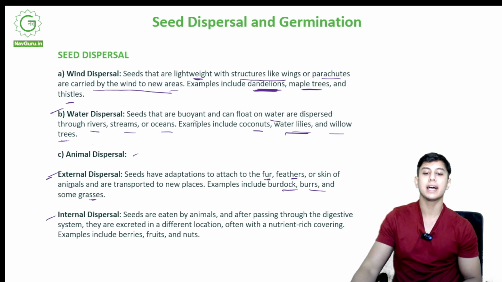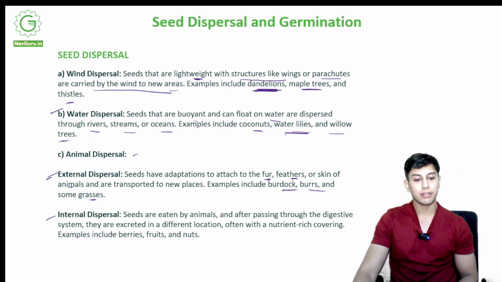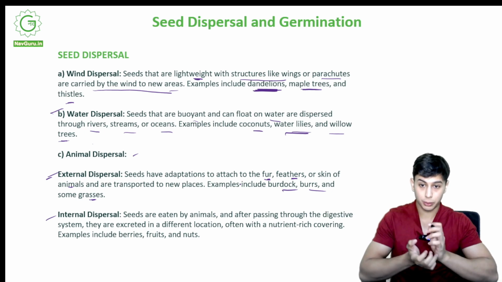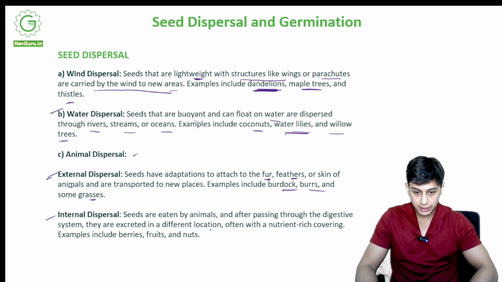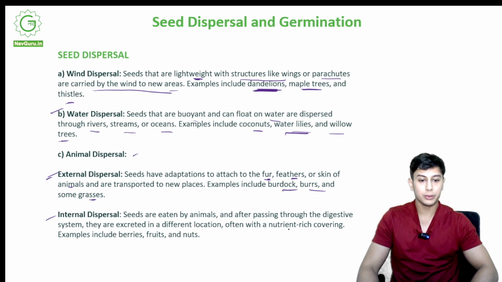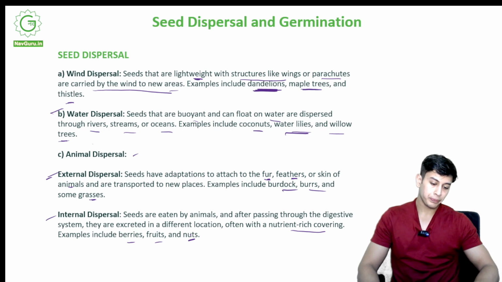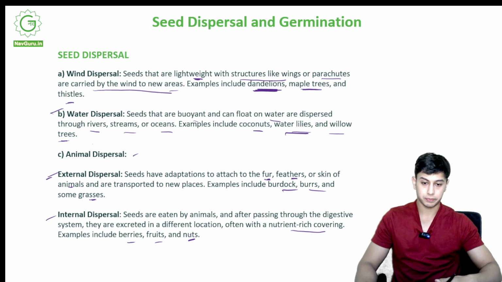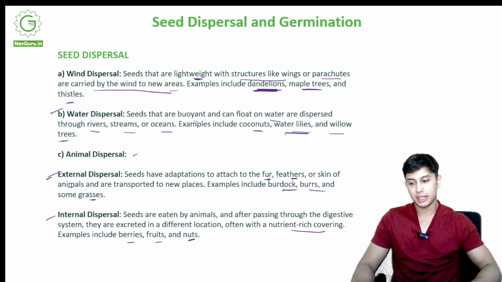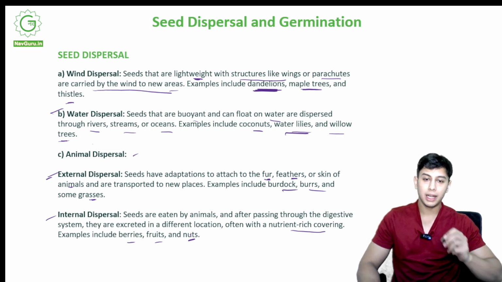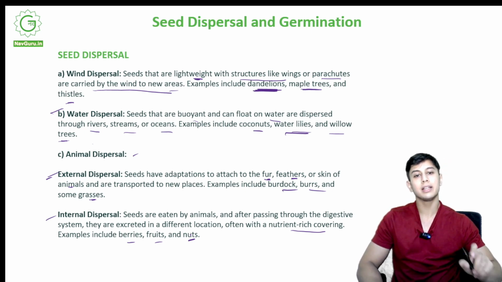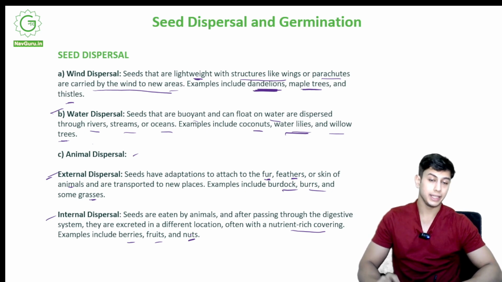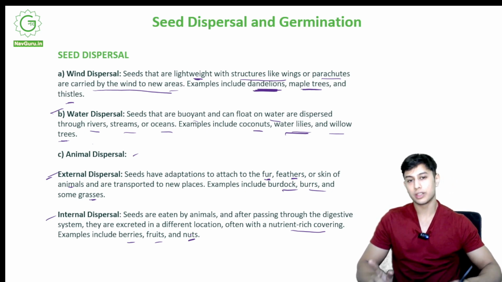Internal dispersal. Seeds are eaten by animals, alright, and after passing through the digestive system, since it has a seed coating, it is not digested. They are excreted in different locations, often with a nutrient rich covering. Examples include berries, fruits and nuts. So what happens is, an animal will eat that fruit in large quantities. It will pass through its digestive system. Since seeds have a seed coating, they will not be digested. Alright, and whenever this animal has traveled to some other place, it will excrete that waste material, and in that waste material will be the seed. Alright, this seed will then grow over there as a new plant.